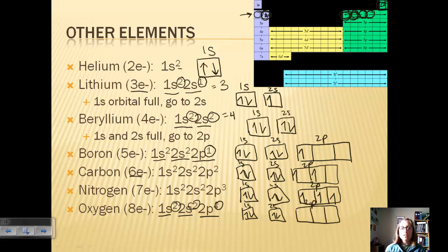I've got 4 electrons total I need to distribute in the 2p. So I want to do 1 per box first, 1 per orbital, so 1, 2, 3. Now I still have 1 more I need to use up. So now I can start doubling up, starting with the first orbital.